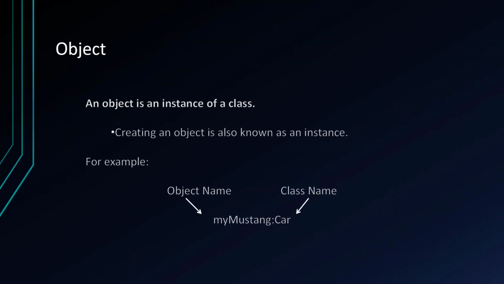An object is an instance of a class. Creating an object is also known as creating an instance. So what that means is, in our example of car, well, car is the class. Now, if I make an instance of the car, maybe I'll have a car called My Mustang. Well, that object now, that instance, can use all of the information from the class to know what it can do. So the class is car, but my Mustang would be an instance of the class, or the object.